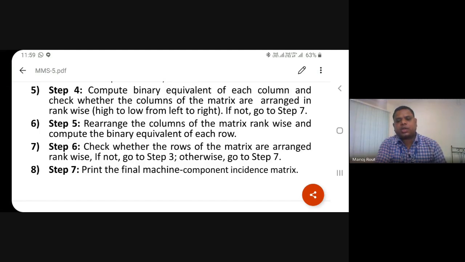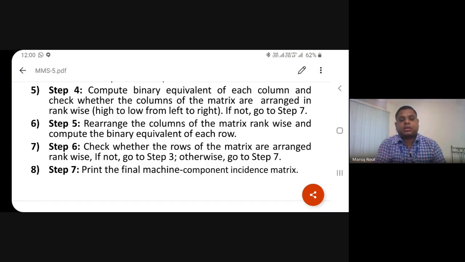The next is to compute the binary equivalent of each column and check whether the columns of the matrix are arranged rank wise, high to low from left to right. So as you saw in the cluster analysis, the number of machines is 7 and the number of parts is 9. Whenever the production manager or operation manager assigns tasks to different workers on different machines, they use this cluster analysis method or algorithm to compute the row wise and column wise index matrix. If it is not done, go directly to step number 7. The next one is step number 5, that is rearrange the columns of the matrix rank wise and compute the binary equivalent for each row.